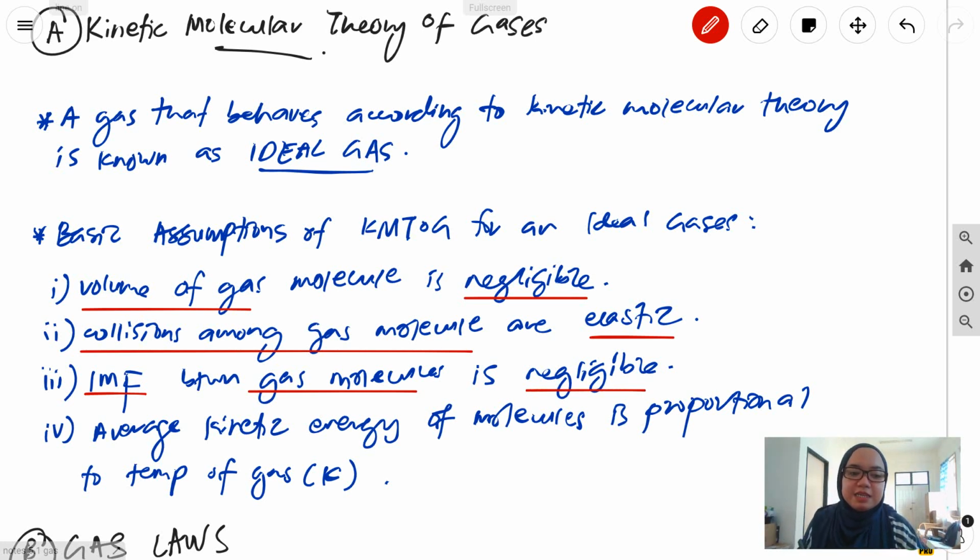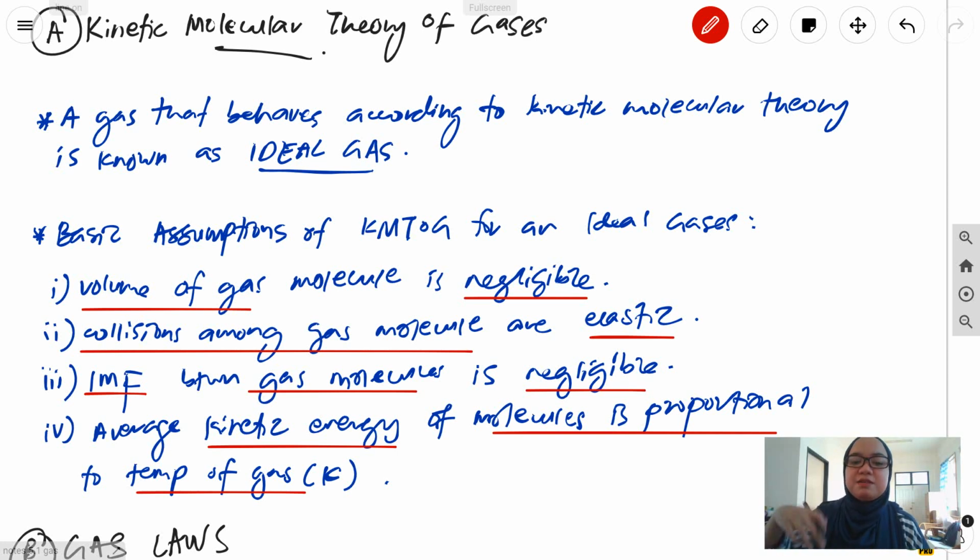Alright, and lastly, the average kinetic energy of molecules is proportional to the temperature of the gas. So when the temperature of the gas increases, the kinetic energy of the gas molecules increases. This is directly proportional. So if the gas behaves ideally, it will follow this kinetic molecular theory of gases, these assumptions.